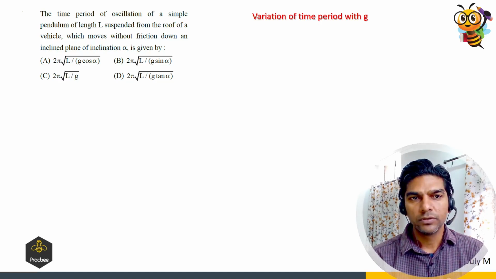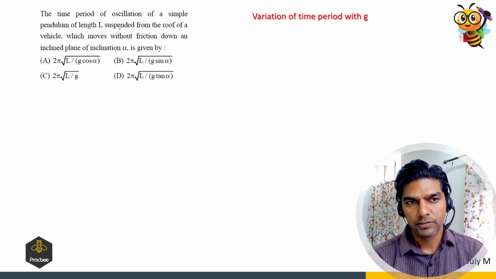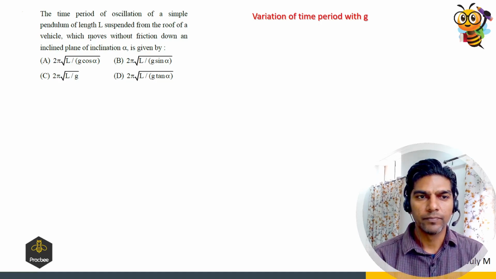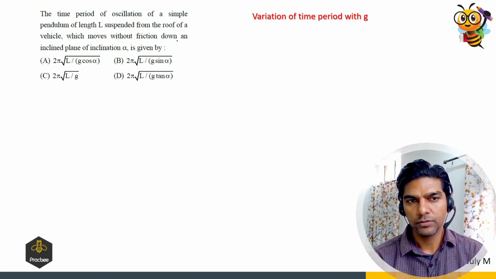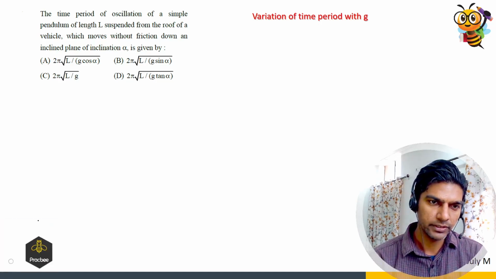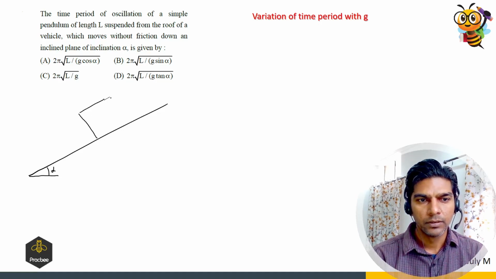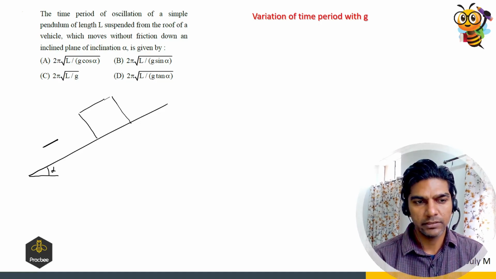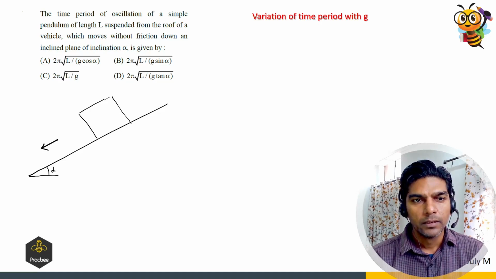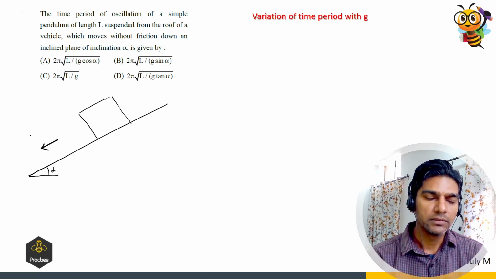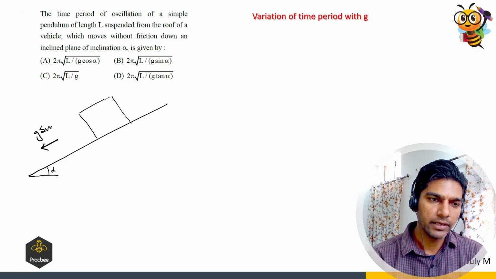The time period of an oscillation of a simple pendulum of length L suspended from the roof of a vehicle which moves without friction down an inclined plane of inclination alpha is, okay, let me first draw the diagram. So here we have an inclined plane, and this inclination is alpha, and the vehicle is going down smoothly without friction. If it is without friction, then the acceleration of this vehicle is g sine alpha.